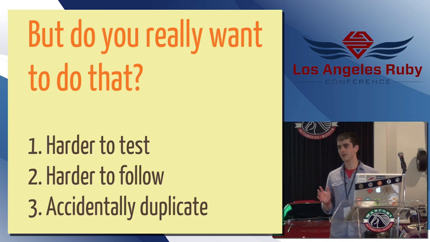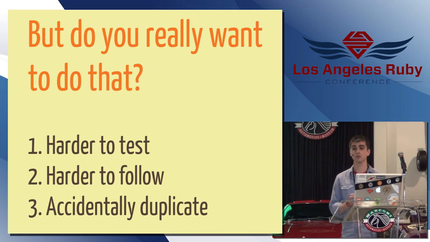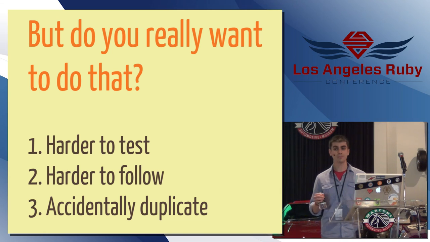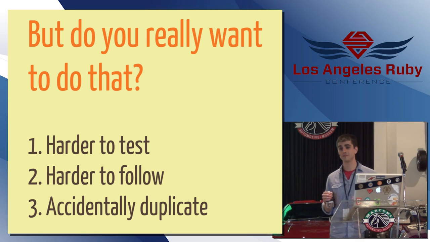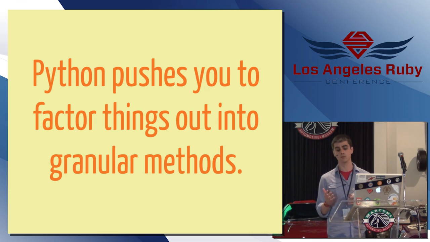But do you really want to do that? Do you want to have a 7-line anonymous function in your code base that you have to maintain? It's a little harder to test stuff like that. It's harder to follow code like that. And it's very easy to accidentally duplicate functionality when you have lots of these map or filter calls with these anonymous functions. When functions are named, it's easier to recognize whether someone's already implemented it. So Python generally pushes you to factor things out into granular methods. That's why they don't let you have lambdas that are multiple lines.